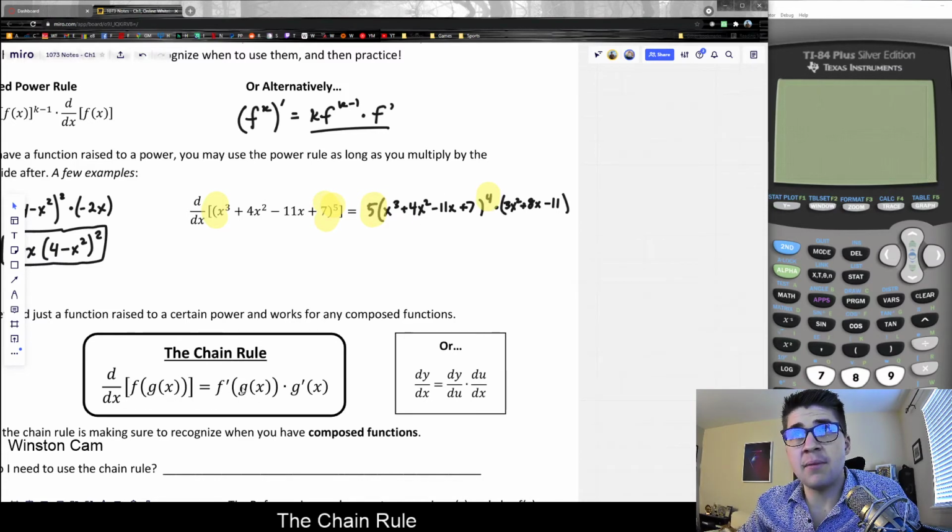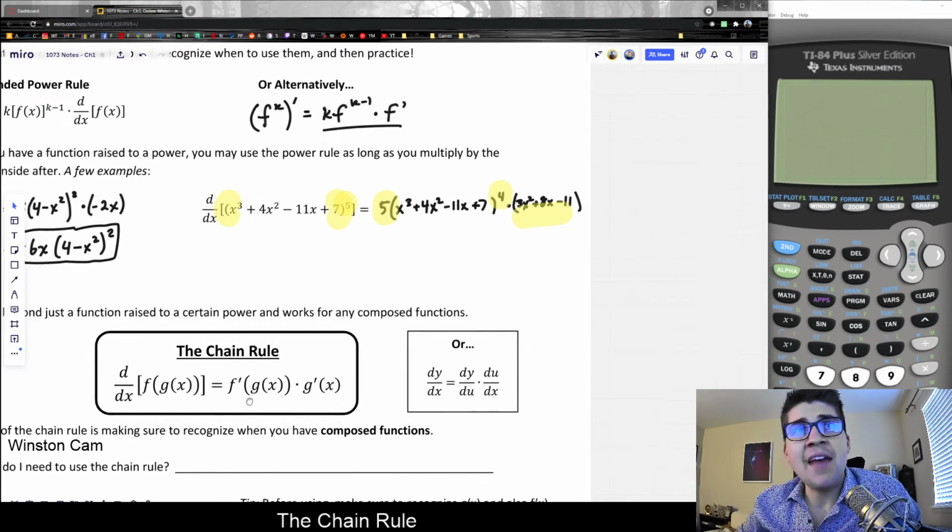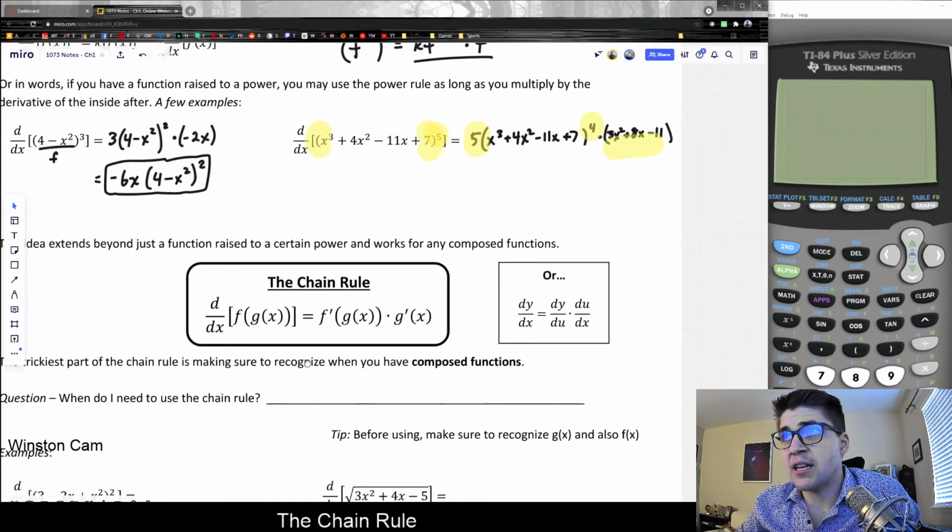Take the f prime, leave the inside alone. And then the other thing I have to remember to do is multiply by the derivative of the inside after, multiplying that into the rest of the things. And that's actually the same as the chain rule. It works every time.